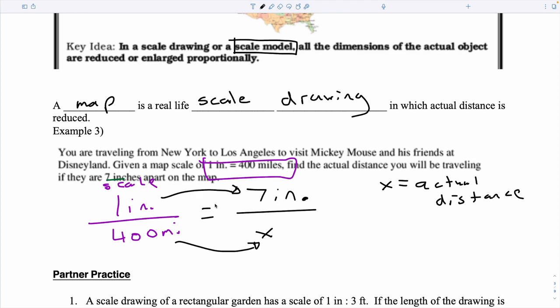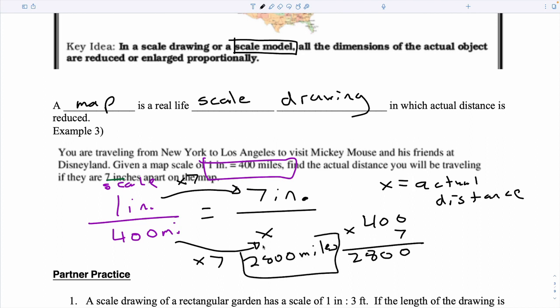1 times what is 7, Kira Bentley? 1 times what would be 7? So what do I do on the bottom, Kira? You got it. That should be my answer. Claire, do you have it, or do you have a question? What's 400 times 7? Good. Make sure you label it. It is 2,800 miles is the actual distance.